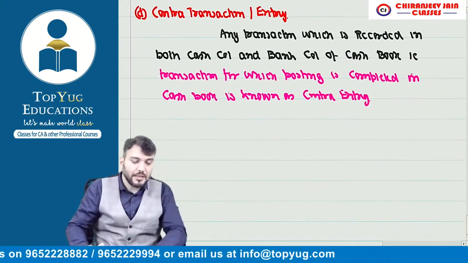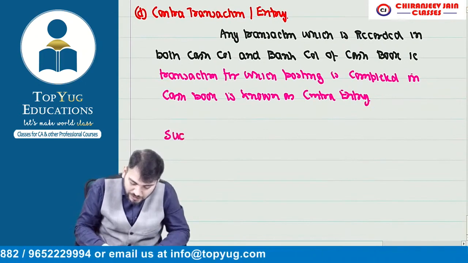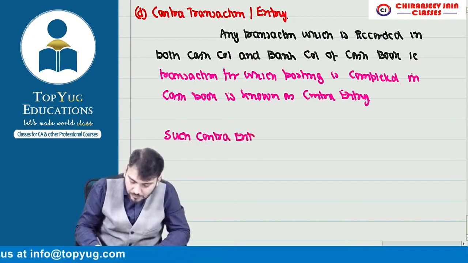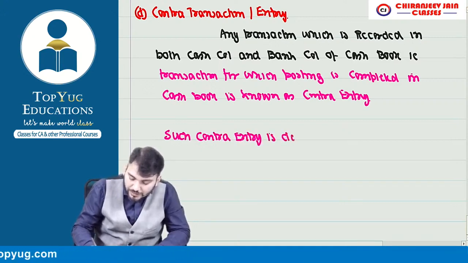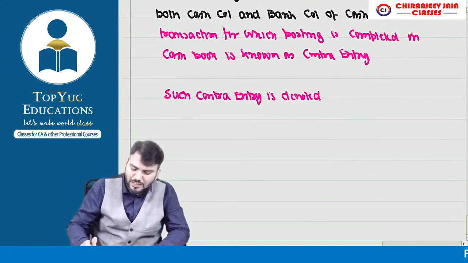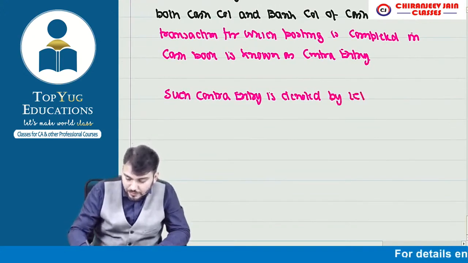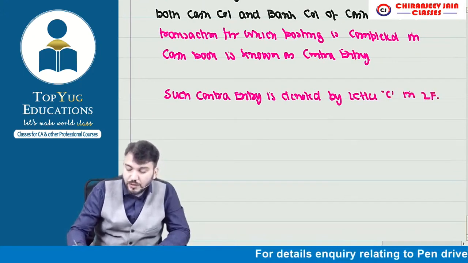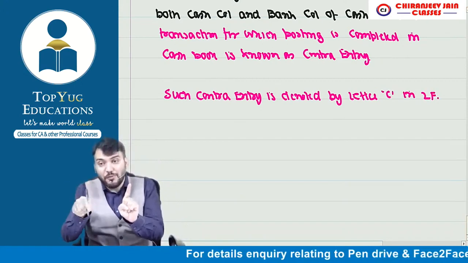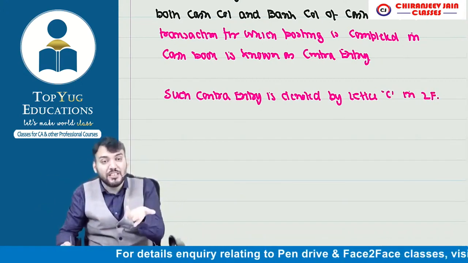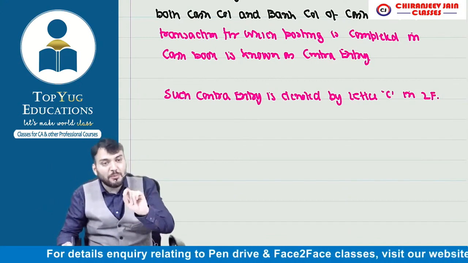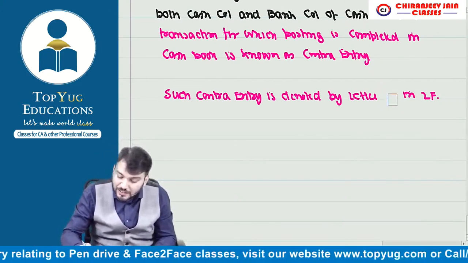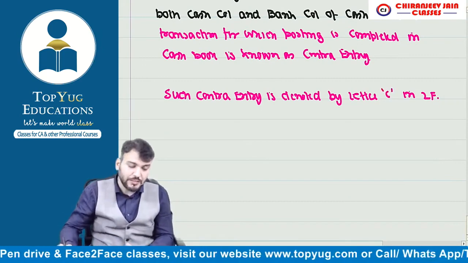Contra entry, correct? Understood? Because such a contra entry is denoted by what? You must be knowing, by the letter C in the ledger folio. Why ledger folio? Because there is no corresponding page in the ledger. Its posting is not happening in the ledger. Therefore we write C so that we can understand this is a contra entry. By letter C in the ledger folio. Have you understood this point? Yes sir.